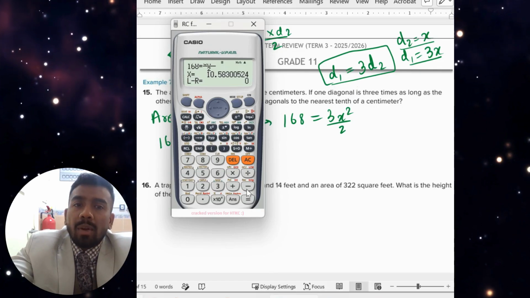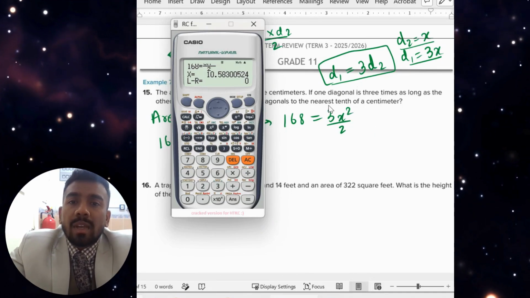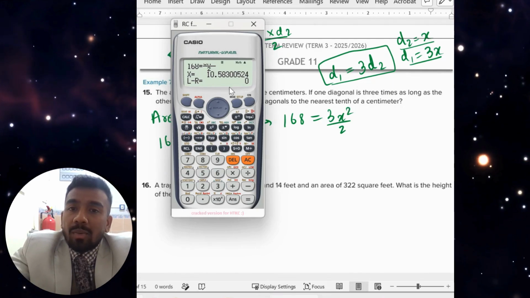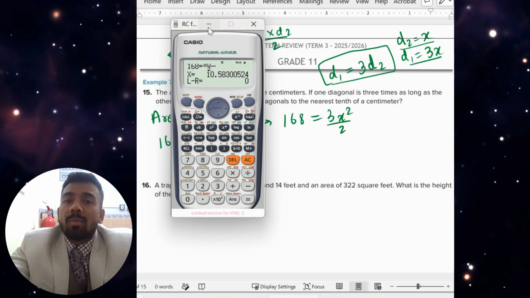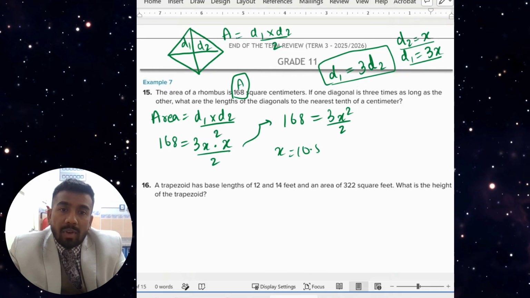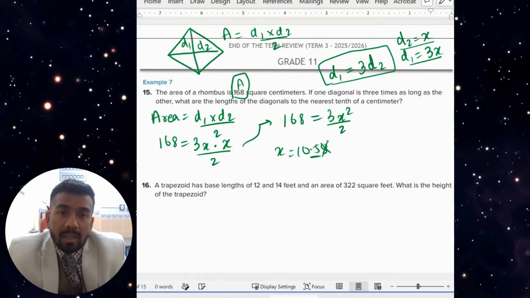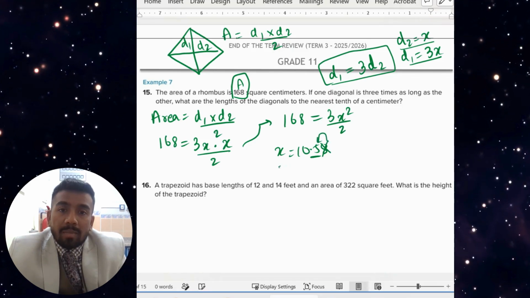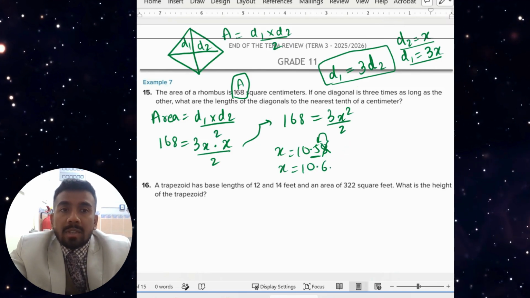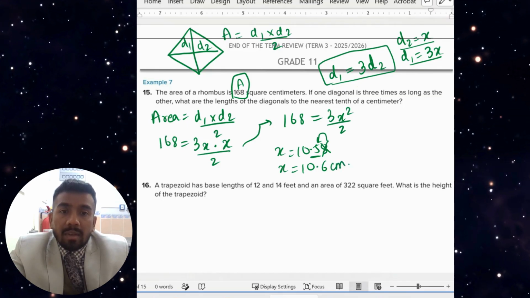10.58. But what they have said is diagonal to the nearest tenth of a centimeter. So after the point, they want one number. So let's write both numbers first, both after the point. So what is it? 10.58. But we want the nearest tenth. So we don't want this 8. So when you round it, it will become 10.6.